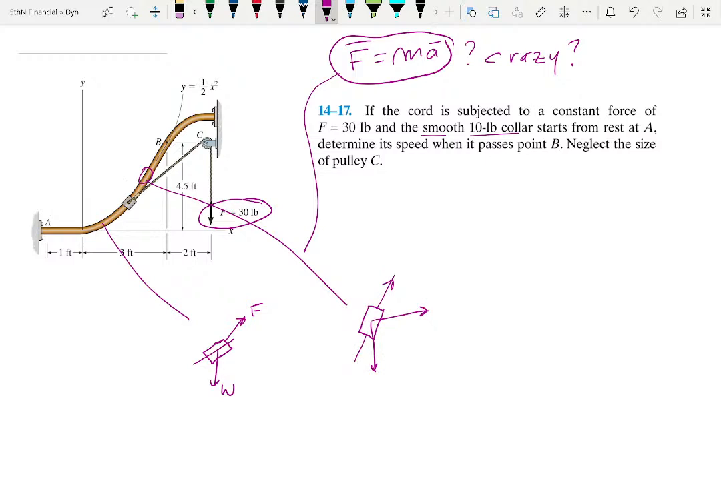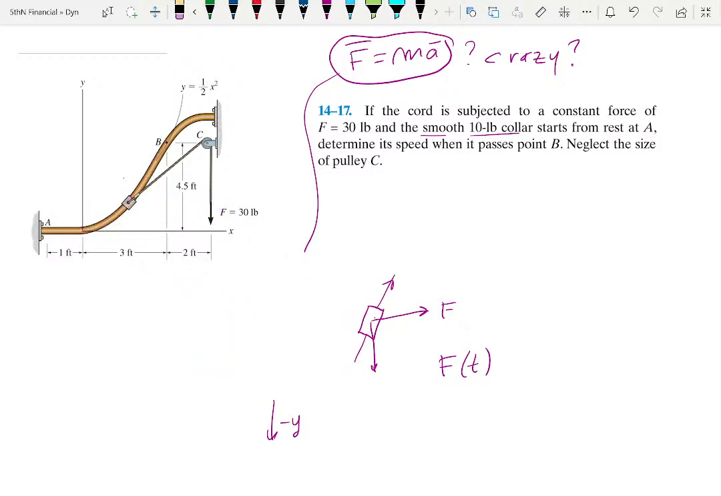So you would have to integrate this along that whole path somehow until you got to B. The weight is always going in the negative Y direction, but the force changes. It's a function of time. So that's awful, and not only that, very time consuming and very tedious. If you want to do it that way, I'll let you do it that way and we'll look at it later, but I'm not going to do it that way.